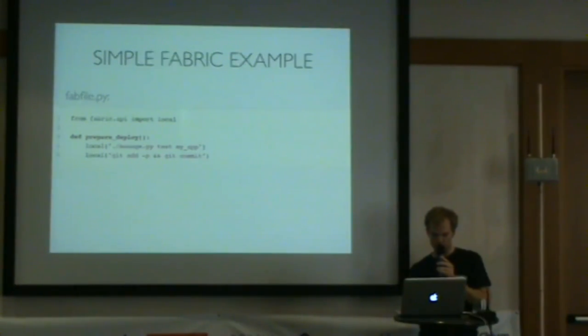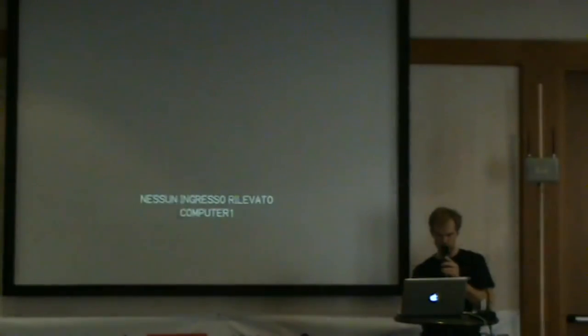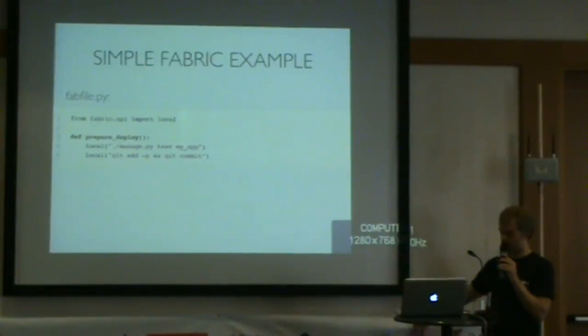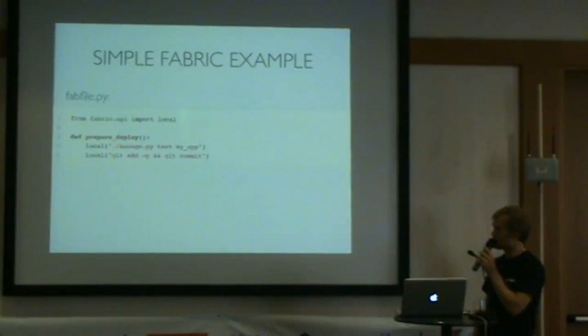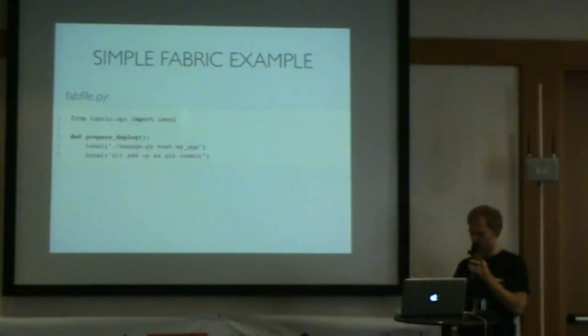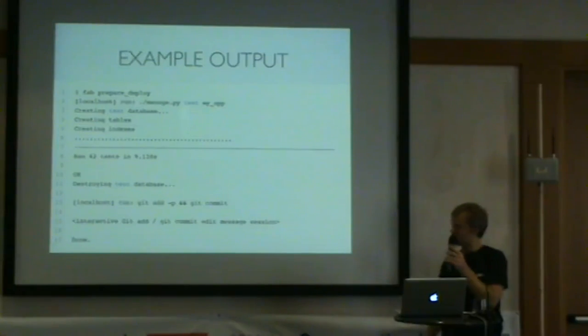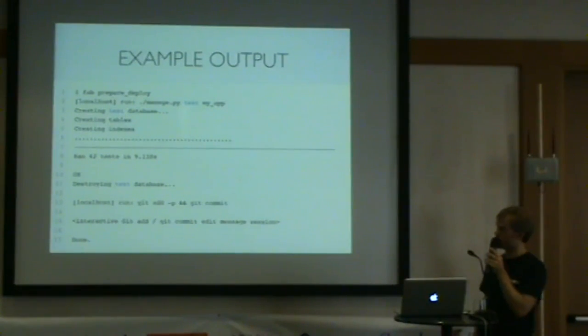And we're going to import the local module, and that allows us to run local commands, not commands on the remote server, but just on our machine. So in this case, we're just running tests of our Django app, and if everything looks okay, we add those changes and we commit them. So what does that look like when we run it? Just do fab prepare_deploy, and it runs our tests, and if they pass, then it does the commit.